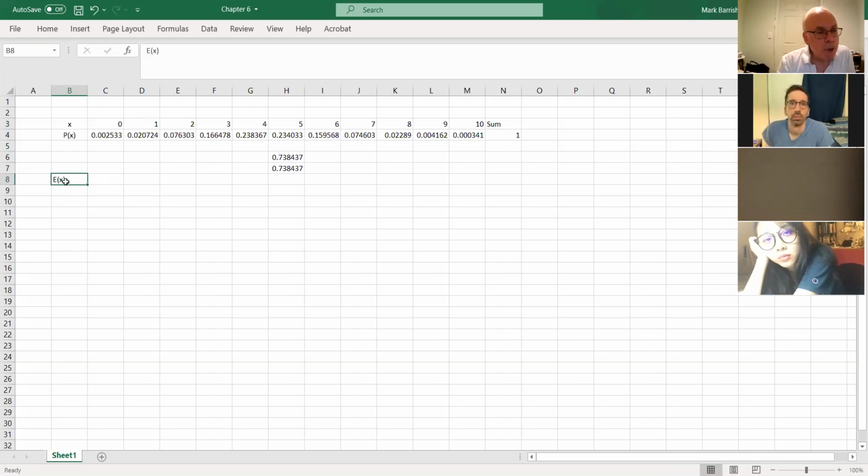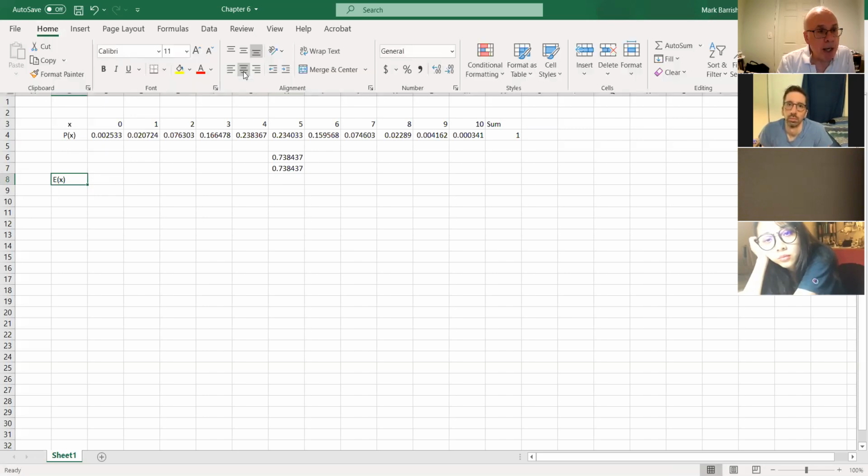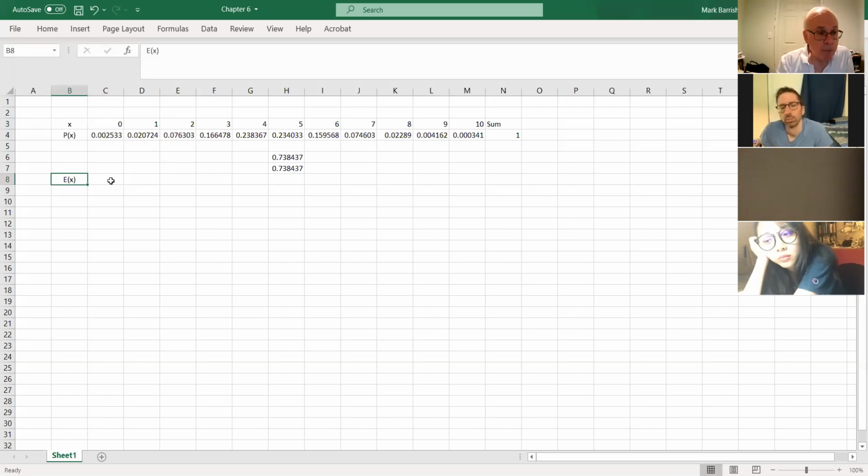E parentheses X, all right? E of X is called the expected value of the random variable. So E of X is the mean, same thing, expected value. Expected value means what is the expected value of the random variable over the long term? Okay. So now we have our values here from 0 to 10. How do we calculate the mean, the expected value?